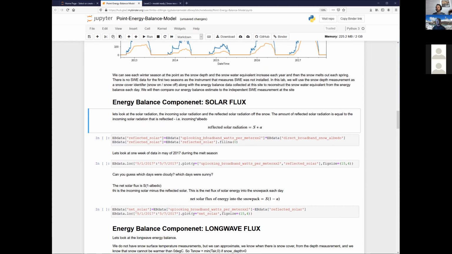So remember what we talked about, that the solar flux into the snowpack, the amount of solar energy absorbed by the snowpack, we can't measure it directly, but it's going to be equal to the amount of incoming solar radiation minus the amount of reflected solar radiation.